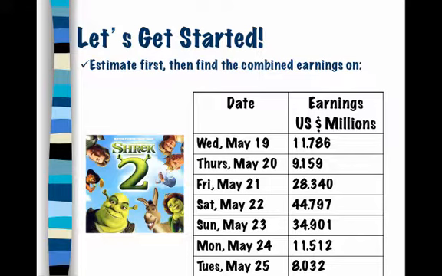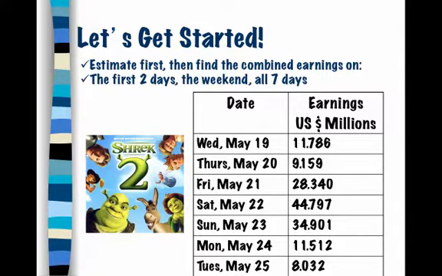So what you're going to do here is estimate first and then find the combined earnings at 3 different times. The first 2 days, the weekend, and then all 7 days. So your first task is to estimate the answer, and then you're actually going to solve it. You're going to solve it in the prehistoric manner of using a pencil and paper. You're not simply going to punch it into your calculator or iPhone. Certainly a skill that is still worth visiting.